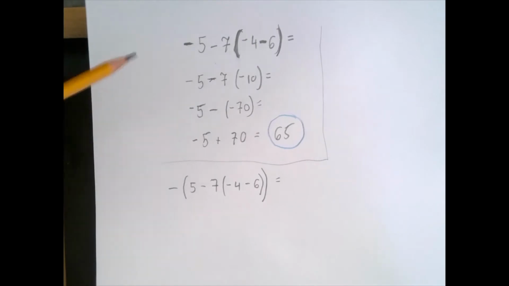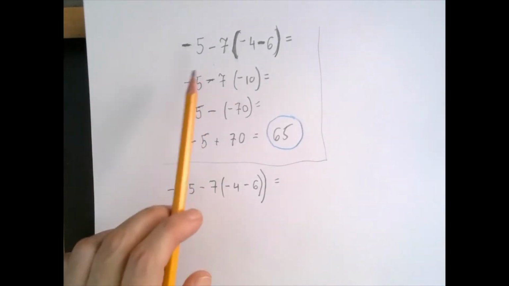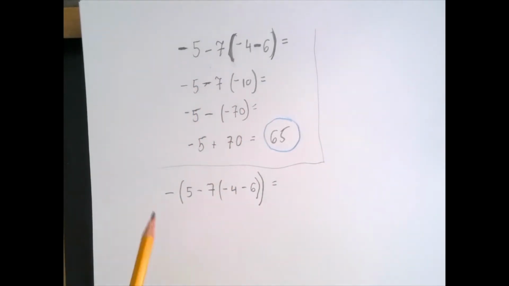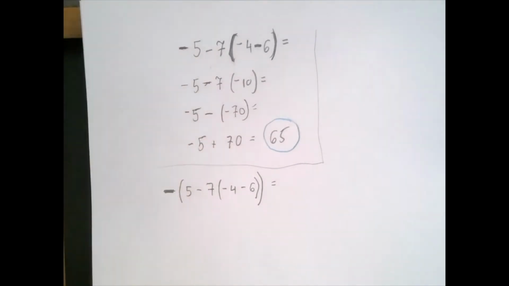Notice that the previous problem and this one is almost identical. Almost. This part is identical, so we're going to subtract 7 times -10, but this minus now describes this whole thing. So that means we're going to start with +5. We subtract 7 times that -10, and when we're done, we're going to take the opposite of the whole thing. So taking the opposite, indicated by this minus sign, is going to be the last thing we do.